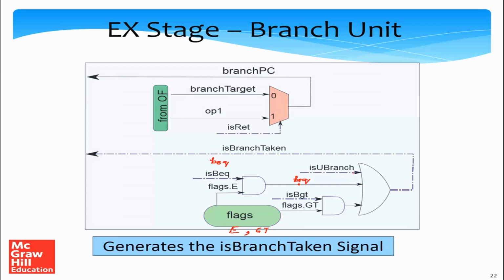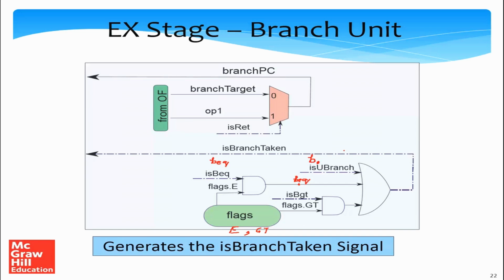And we consider one more control signal, is U branch. U branch means unconditional branch. So what will be an unconditional branch? A branch instruction, just a B instruction, is an unconditional branch. If we have a call or return, then it's also an unconditional branch. But we'll look at call and return later. Let's only consider the B instruction for the time being. When we discuss call and return, we'll come back to this slide.